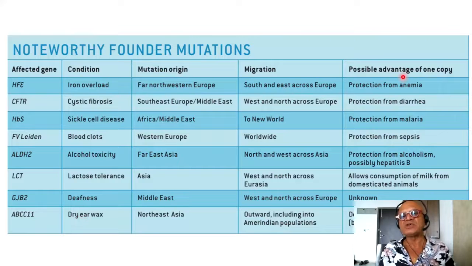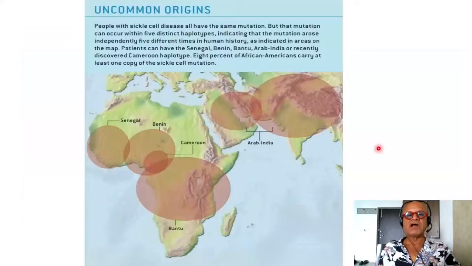So possible advantage of having 1 copy of the founder mutation would be protection from anemia, protection from diarrhea, protection from malaria, protection from sepsis, infection, protection from alcoholism, possibly hepatitis B, allows consumption of milk from domesticated animals, deafness, this is unknown in terms of advantage and why it survived, and dry earwax, decreased perspiration, beneficial in cold, dry conditions. So this is a quick way of saying why this mutation would have survived over time.